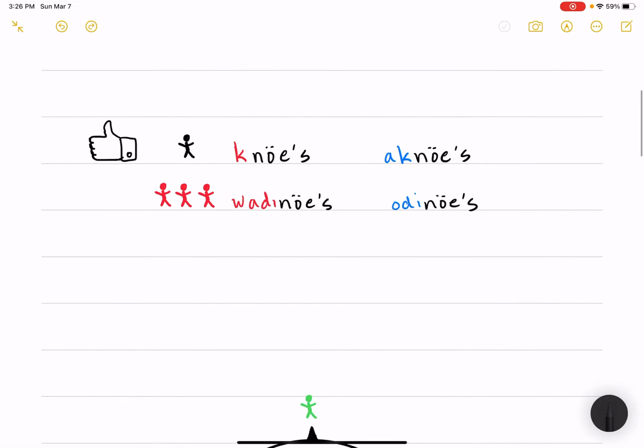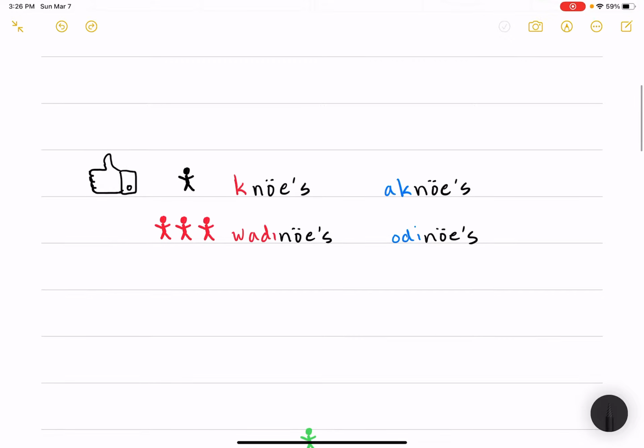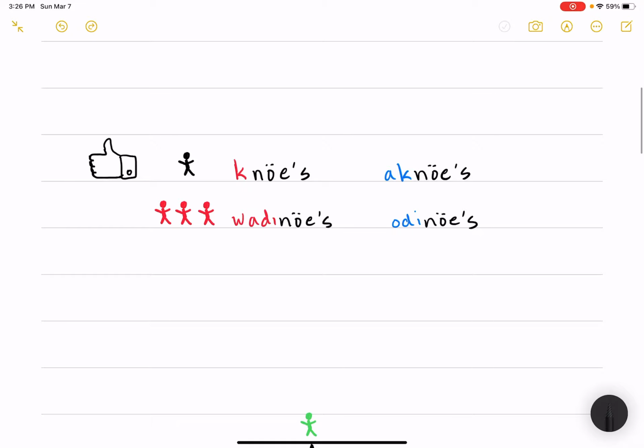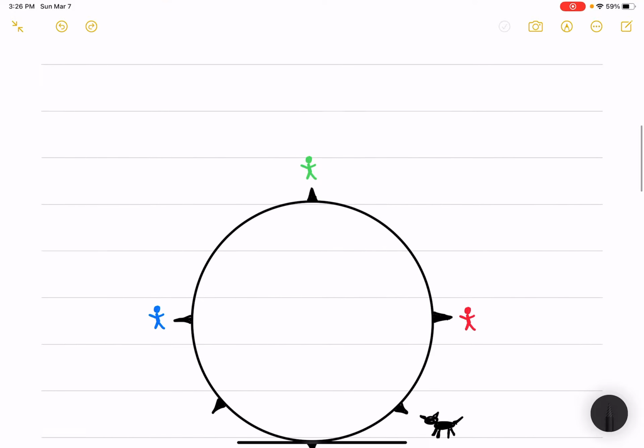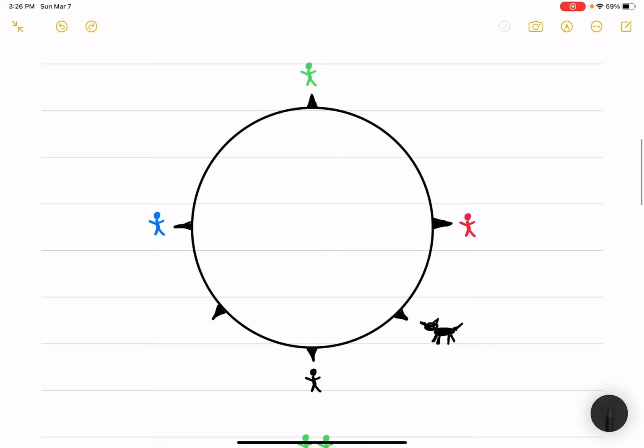Okay, so let's keep going along here. So, knoits, wadinoits, aknoits, odinoits. We went over that in the last one. This is what I'll be using when we do conjugations. So when we have class, I have hand signals that I use.